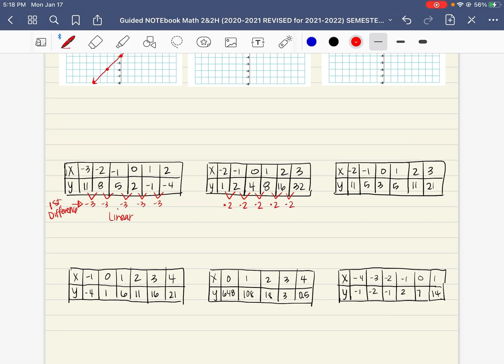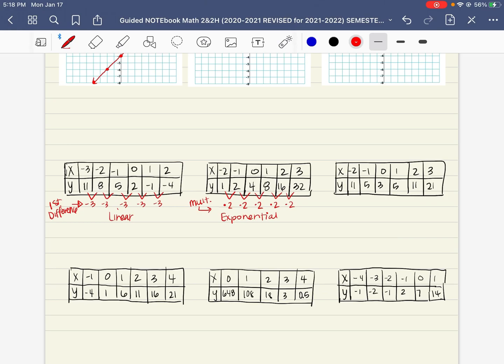If the first difference is multiplying, we call that a common ratio. And if it's multiplying, then we're looking at an exponential function. So if that ratio between the values is consistent, then we know that it's an exponential function.